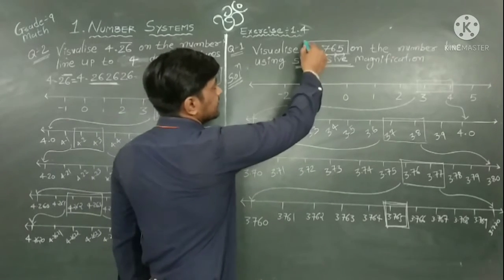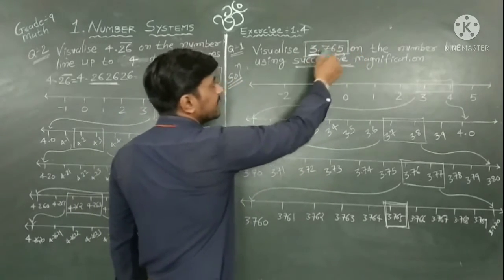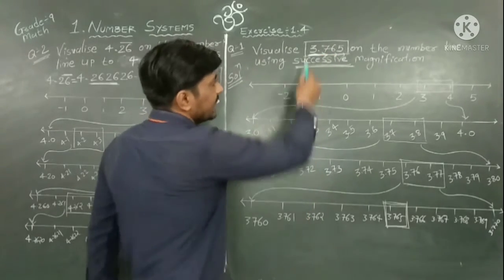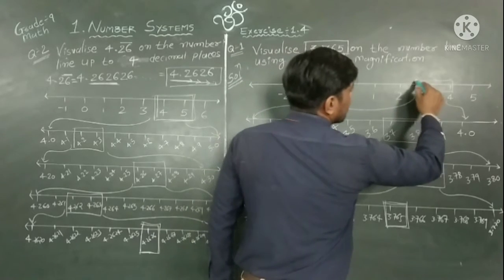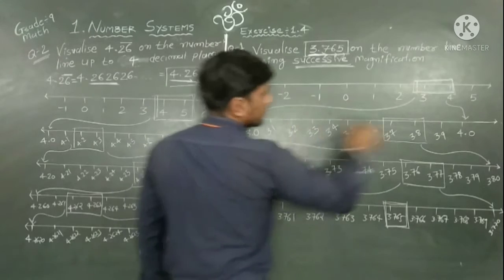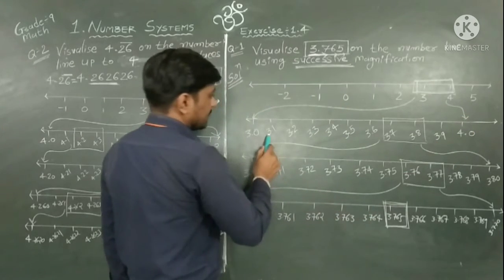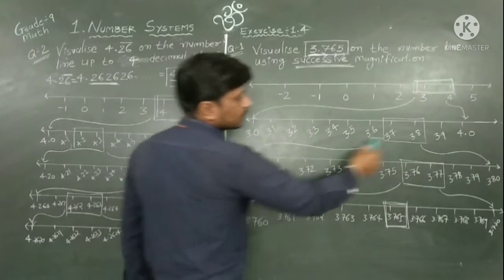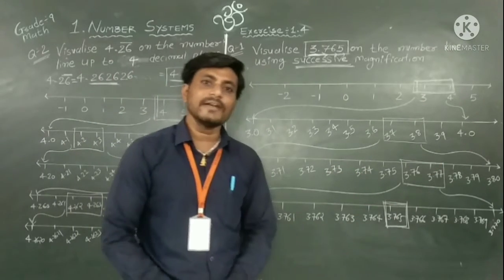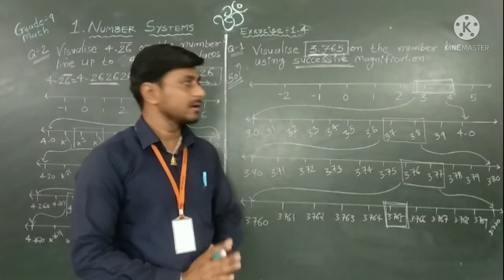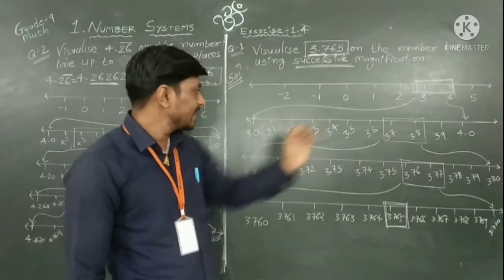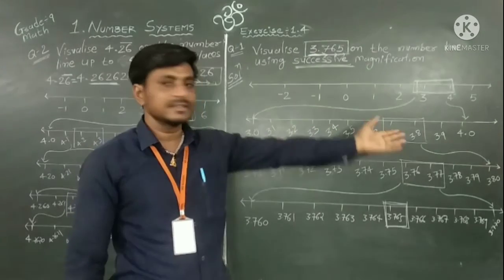First of all, this number lies between 3 point something, that means this number lies between 3 and 4. So I write 3 and 4. Now zooming this portion 3 and 4, 3.1, 3.2, 3.3 up to 3.9 numbers are there. Actually there are infinitely many numbers between any two numbers, but because our requirement is to represent this number, I write only 3.1, 3.2 like this.